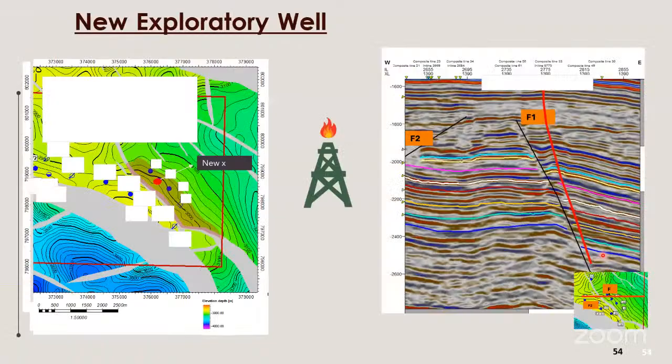Then I proposed another exploratory well, as you can see, a deviated well in the downthrown prospect to get all the data. And actually, it was a discovery, and this discovery added more than 10 million barrels. So I finished the webinar.